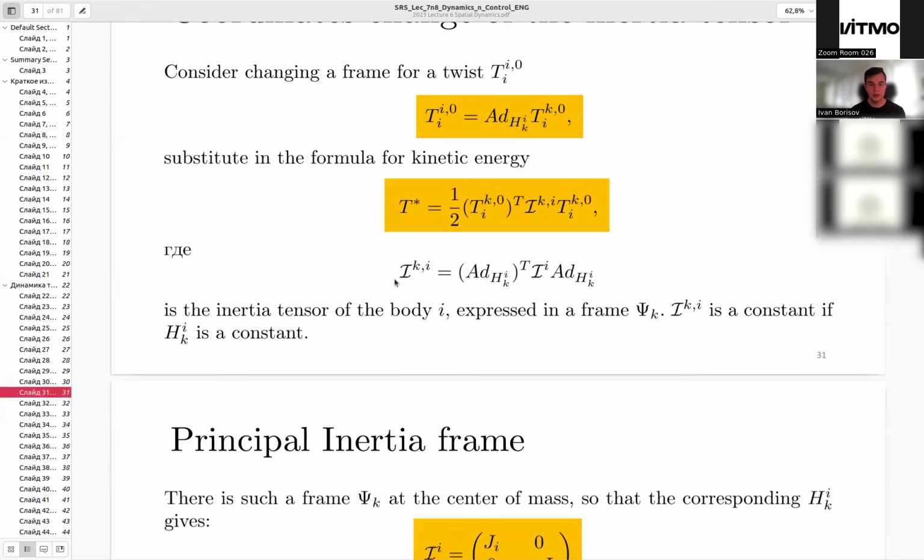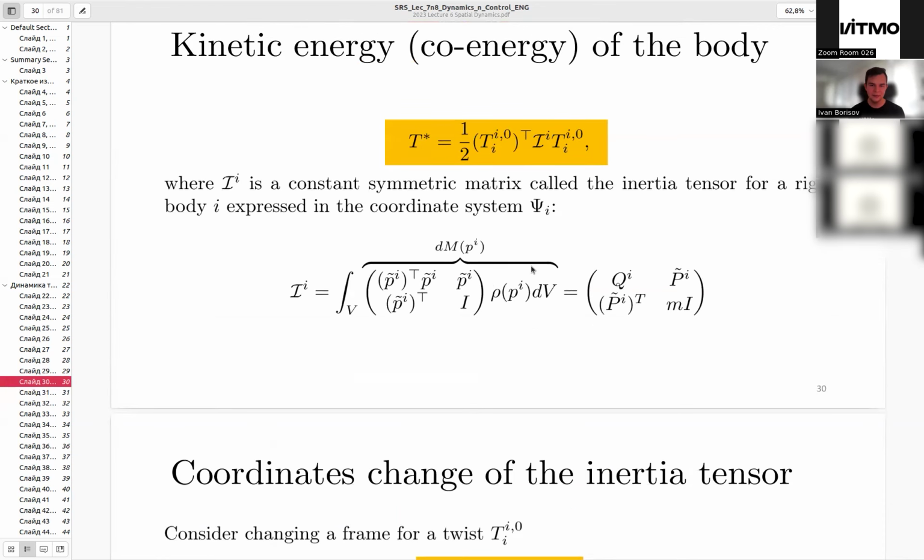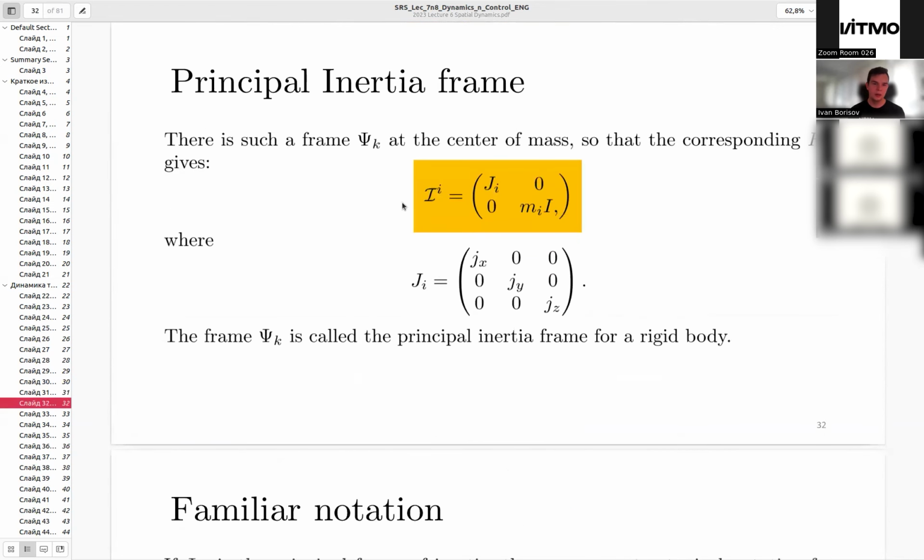So the final inertia tensor will look like this. You need to change your coordinates to the principal frame, and it will be very easy to compute the principal inertia frame. You don't need to do it by hand. You use software to do this. I'm just explaining the idea.